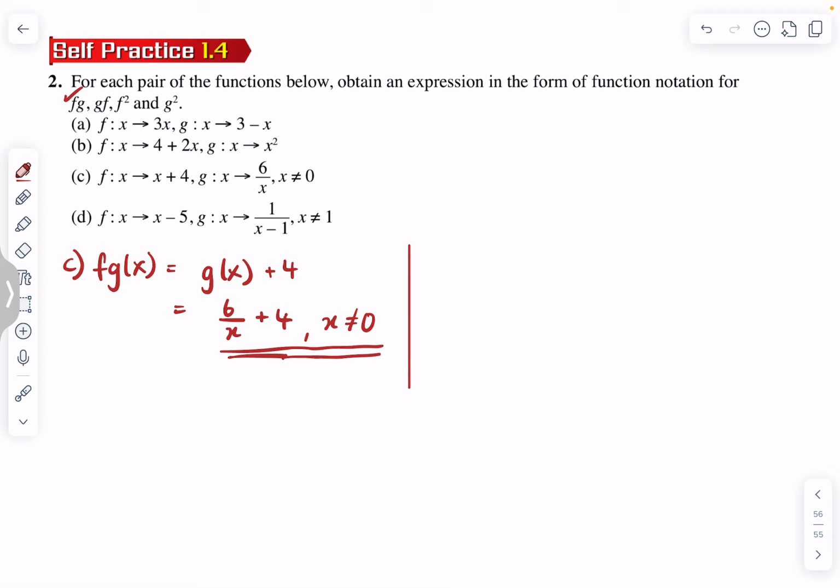Next, so fg(x) done. Next is gf(x). So if g(x) is 6 over x, g(y) is 6 over y, gf(x) would be 6 over f(x). And we know f(x) is this. We take this, put it into the f(x). So 6 over x plus 4. So in this case, x cannot be negative 4. Because your denominator cannot be 0. So if x is negative 4, plus 4 will be 0, right? So x cannot be negative 4.